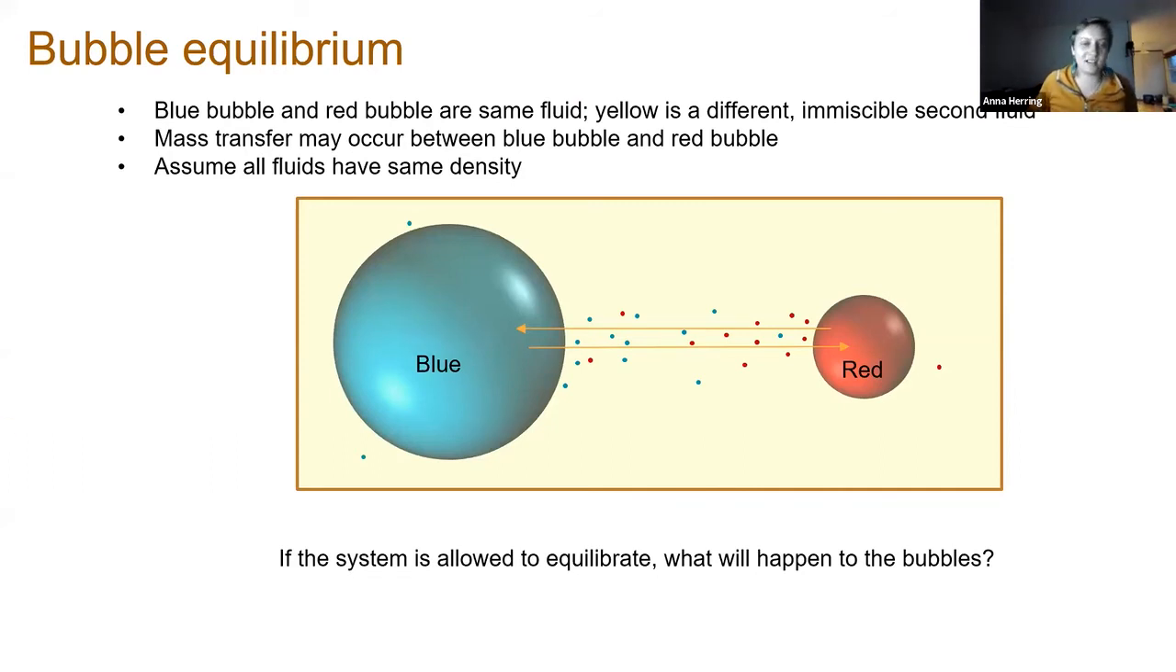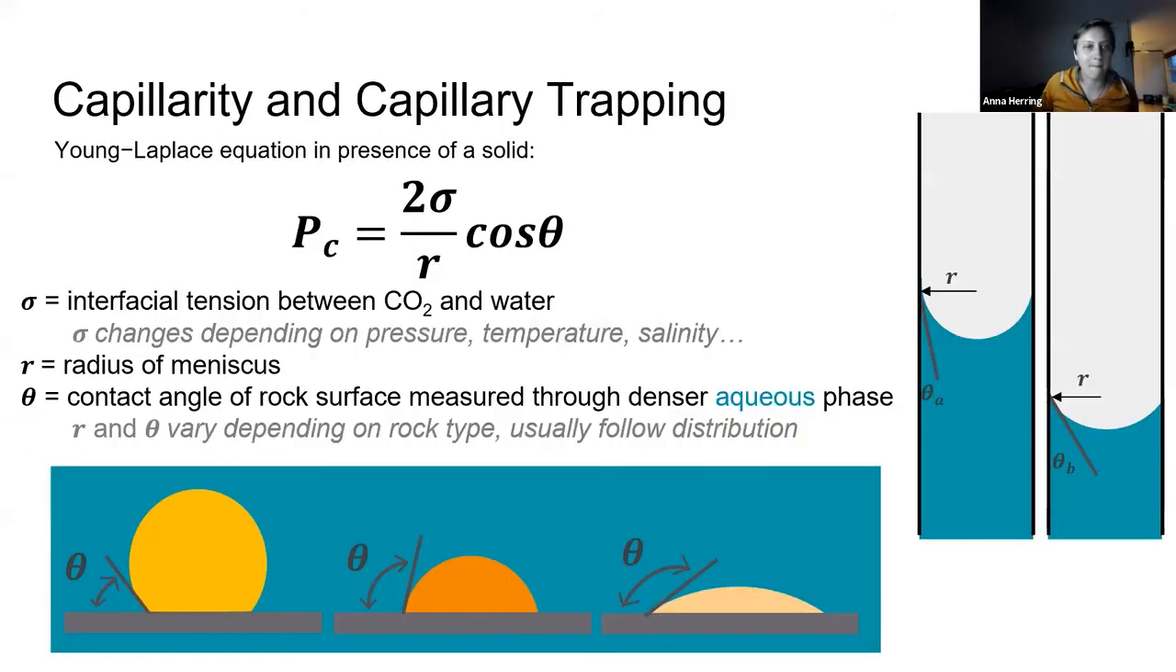But okay, so we can go on to the next bit. Okay, so we can make this slightly more complicated now. So now we have a bubble in the presence of a solid. So we can modify the Young-Laplace equation to include the interfacial interactions between the solid and the two fluids. And we do that by including the contact angle. So the contact angle basically measures the affinity of the solid surface for one fluid relative to the other fluid.